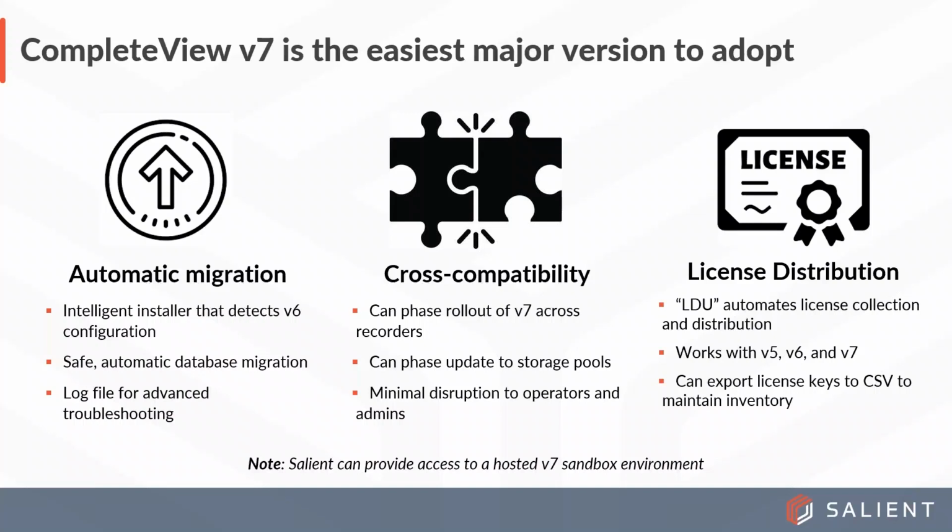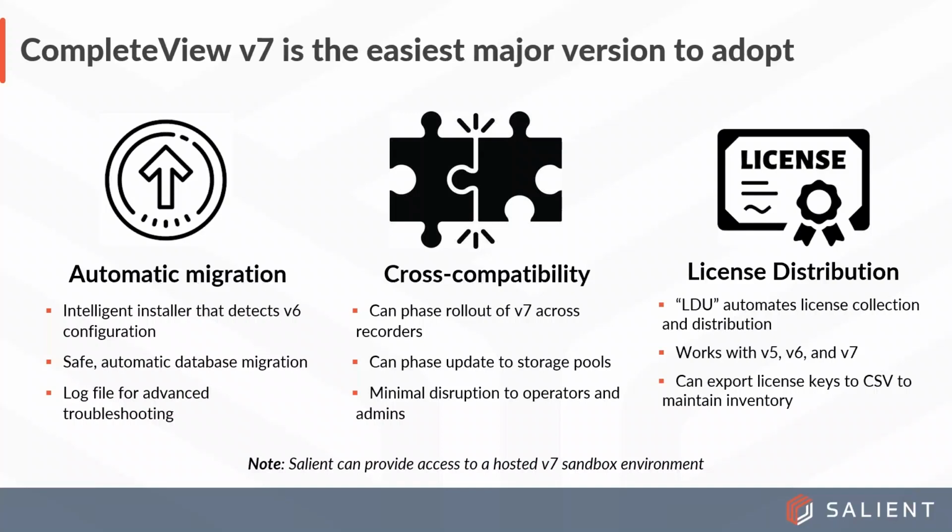And we've put together a tool that really makes licensing much easier. It's called the License Distribution Utility. It's available on our website. We'll actually look at it. But what it does is it automates the collection of license information across the system. It works with any system that has a management server, so any version 5, version 6, or even version 7 system. And it generates a simple CSV that has all the information about the recorders that are part of the system, because licensing ultimately takes place on each recorder.